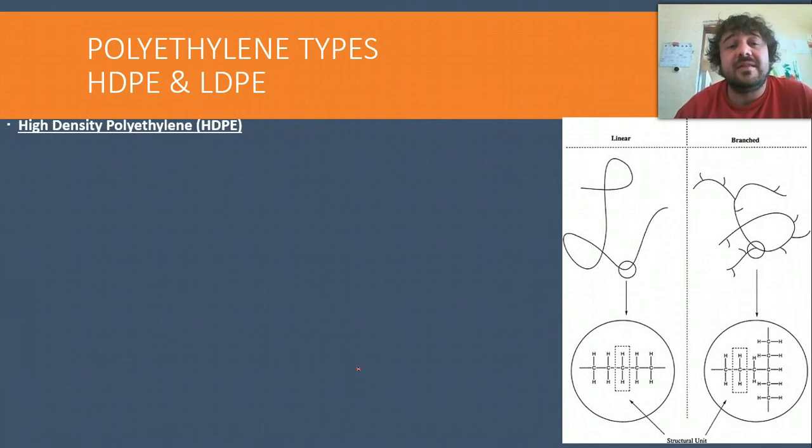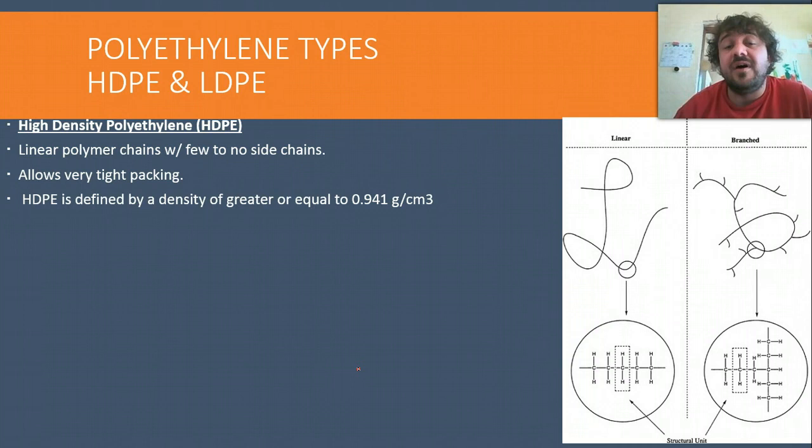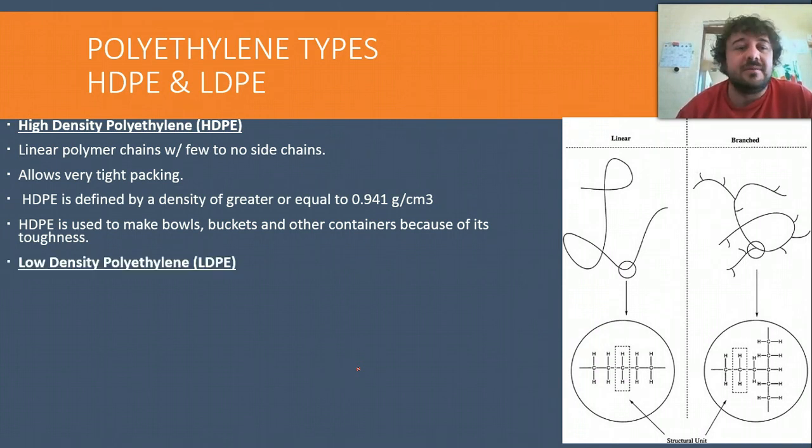Alright, so polyethylene types. Let's go through these very quickly. High density polyethylene, linear chains with few to no side chains, allows very tight packing. It's defined by a density of greater than 0.941 grams per centimeter cubed. Remember, water has a density of 1, so it's still less than water. It's used to make bowls, buckets, and containers. Generally, it's quite tough. Also brittle. Like, it's more brittle than low-density polyethylene.